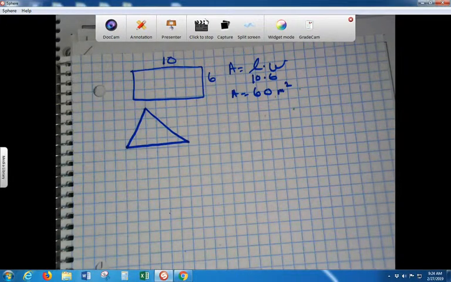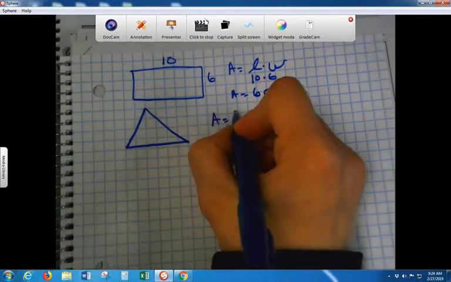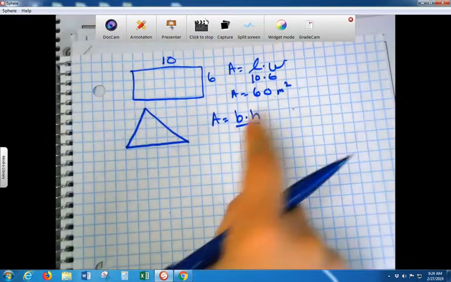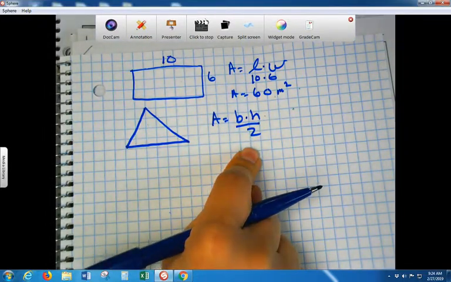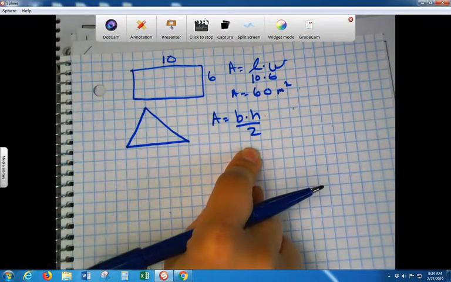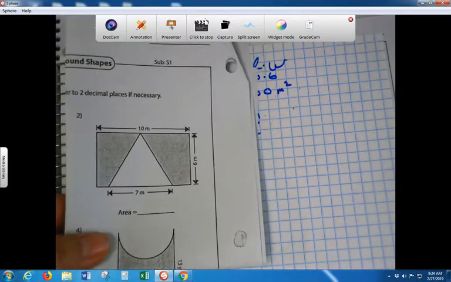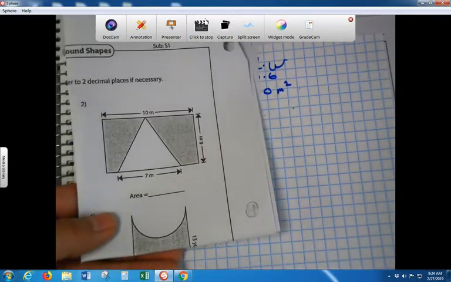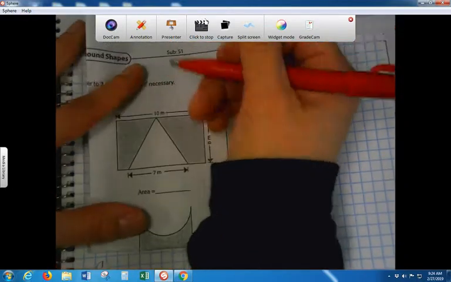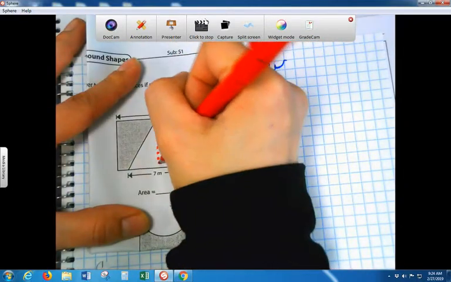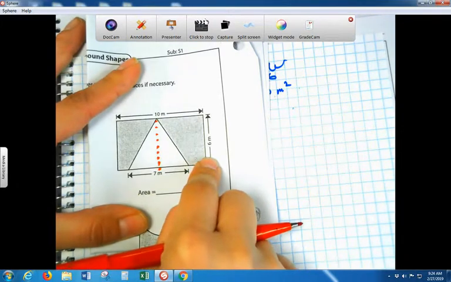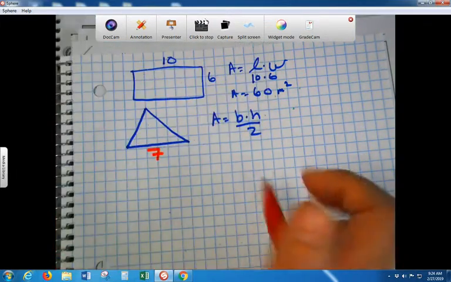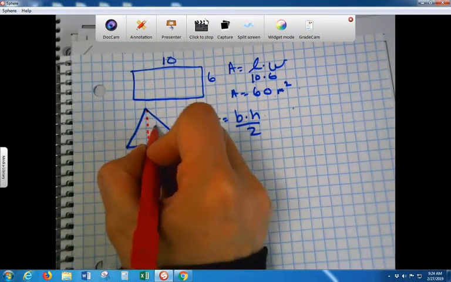The area of the triangle. Base times height divided by 2. Write it down so we remember. Okay, what's the base of the triangle from our picture? What is the height? Here is your height right here. And if I look at this side, that tells me your height. So this is 6.